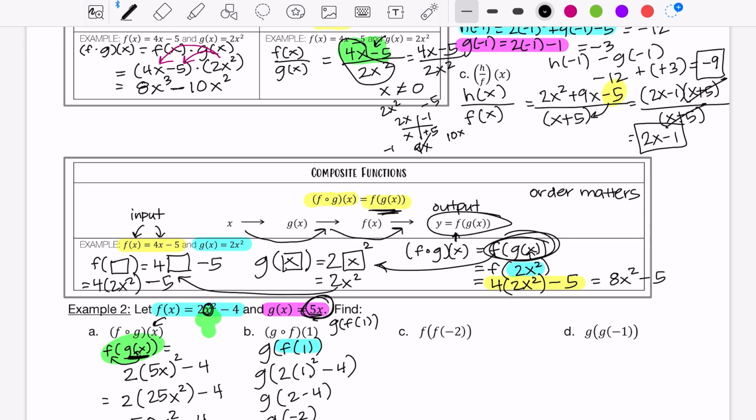So now we're going to move on from the f function to the g function. So g of negative 2 is going to be equal to 5 times negative 2, because every input in the g function gets multiplied by 5, so that's negative 10.